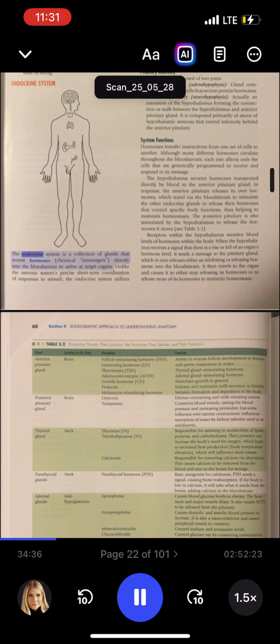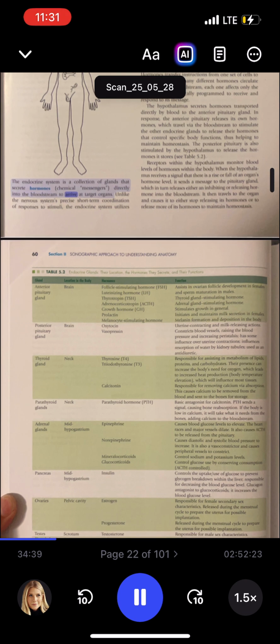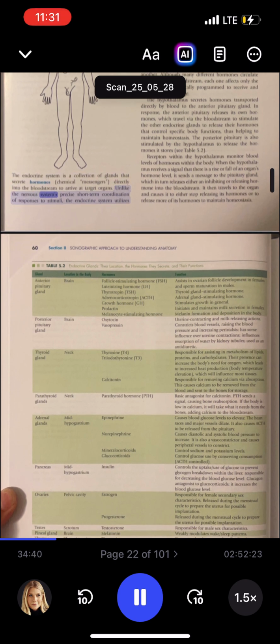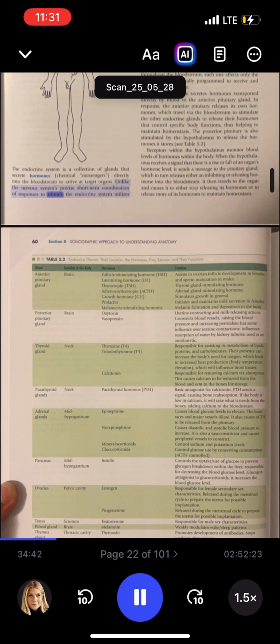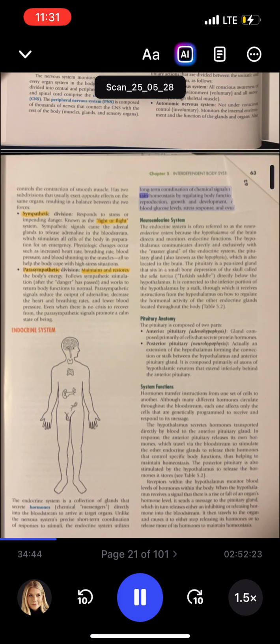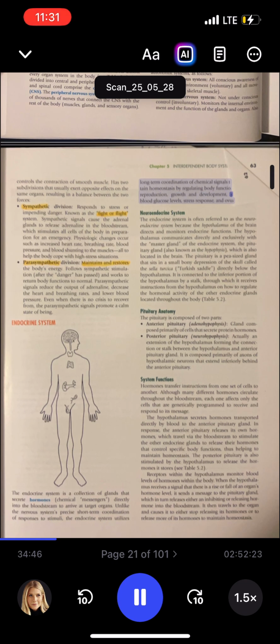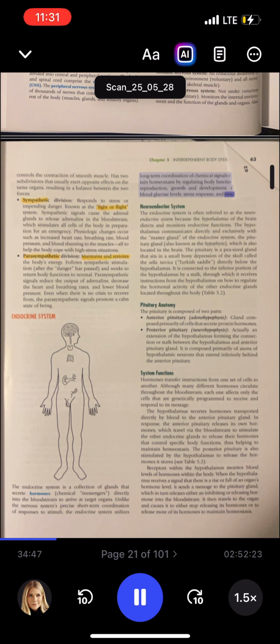Endocrine system. The endocrine system is a collection of glands that secrete hormones, chemical messengers, directly into the bloodstream to arrive at target organs. Unlike the nervous system's precise short-term coordination of responses to stimuli, the endocrine system utilizes long-term coordination of chemical signals to maintain homeostasis by regulating body functions: reproduction, growth and development, blood glucose levels, stress response, and ovulation.